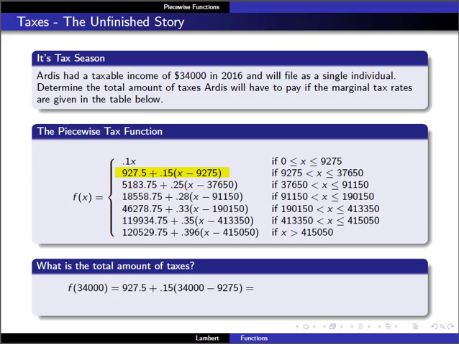So this gives us 927 and 5/10 plus 0.15 times the quantity 34,000 minus 9,275. Simplifying that inside the parentheses there, we get 927.5 plus 0.15 times 24,725, which gives us a total tax amount of 4,636.25. Remember, this is all money. The amount of taxes that Artist has to pay is $4,636.25. So this is showing you how piecewise functions work, and hopefully you can put them to good use here in this upcoming section.